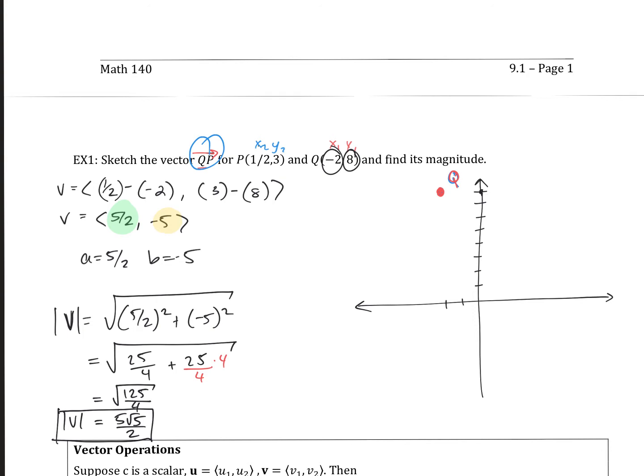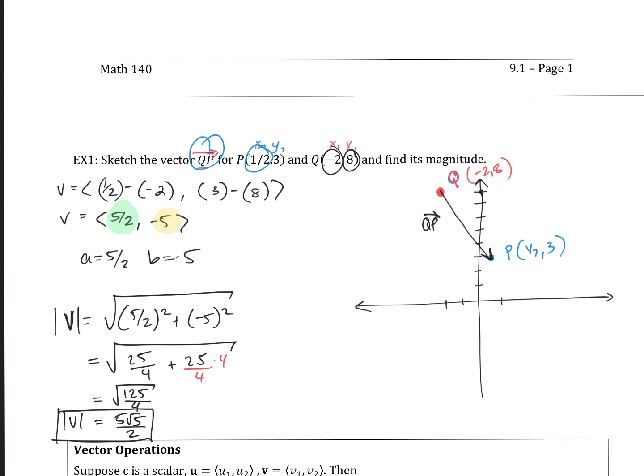And then our terminal point was (1/2, 3). So let's go ahead. Here we have 1, so (1/2, 3). Right there. P is (1/2, 3). And let me just go ahead and rewrite that here. (-2, 8). So our Q was the tail, and P was the terminal point. So it starts here, and then it heads in this direction. And make sure to include the arrowhead to indicate the direction it's going in. And that right there is our vector QP.